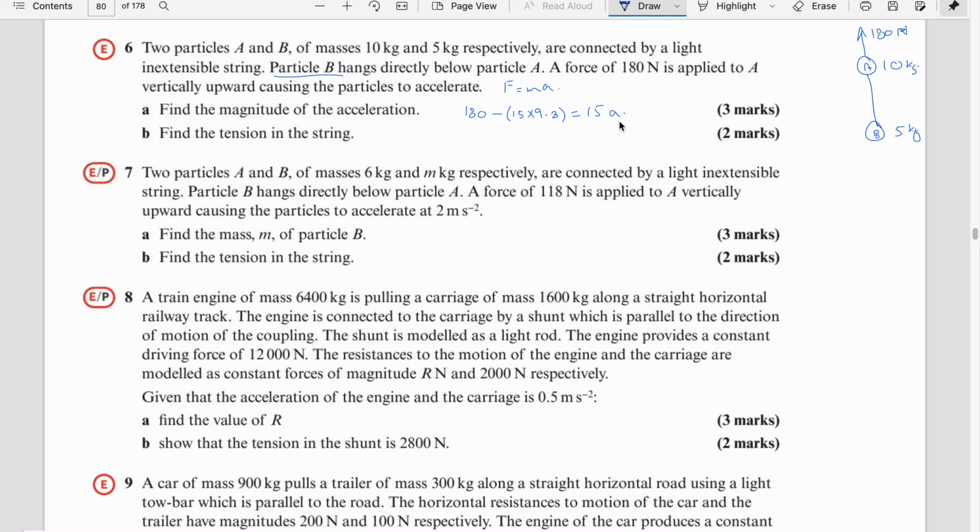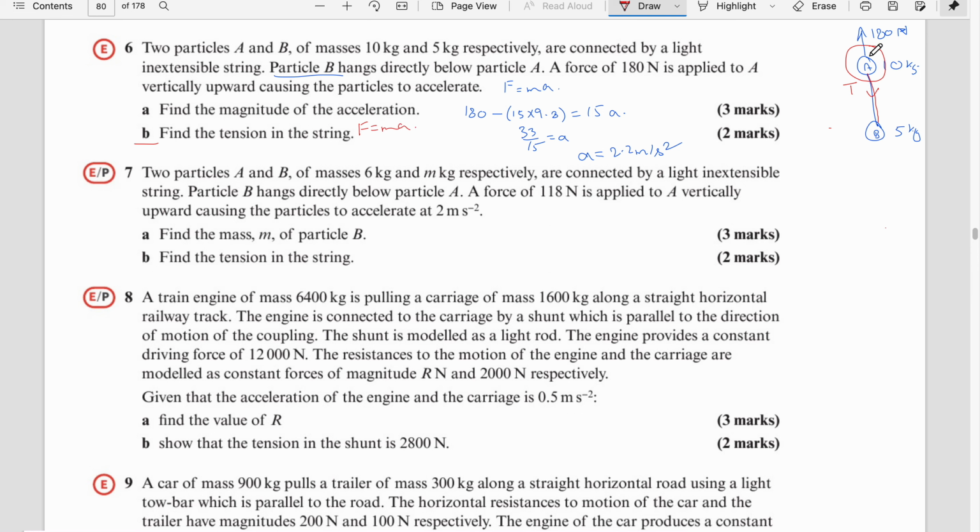So we simplify. It is 180 minus 15 into 9.8, that is 33. So 33 by 15 is the acceleration. It makes 2.2 meter per second square. Now find the tension in this string. Consider this isolated body A, and we are using F equals ma.